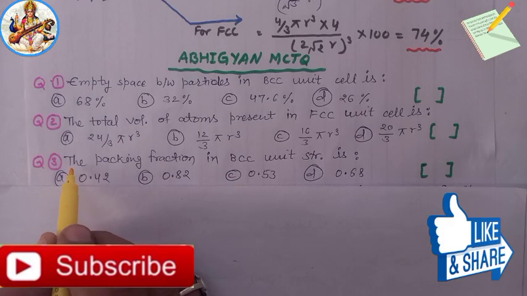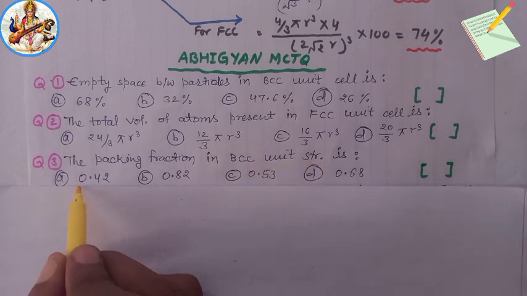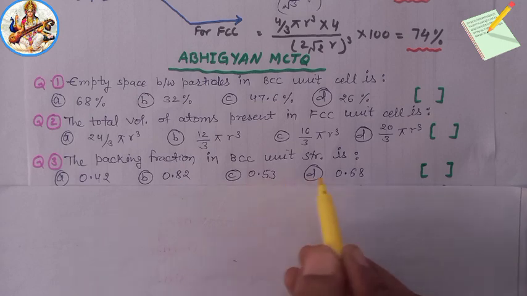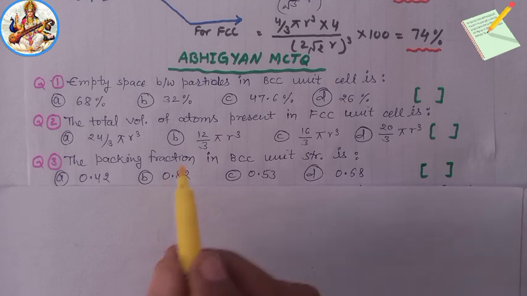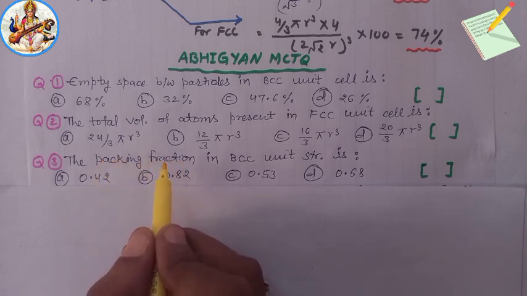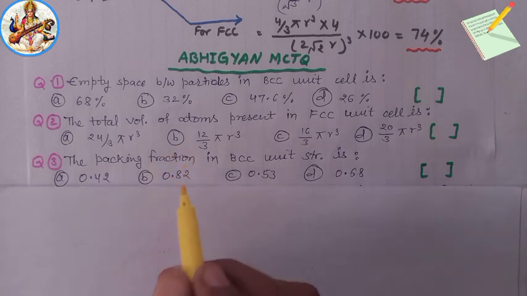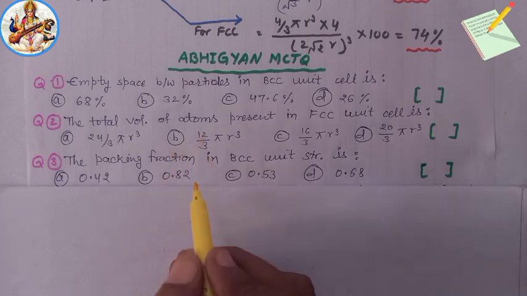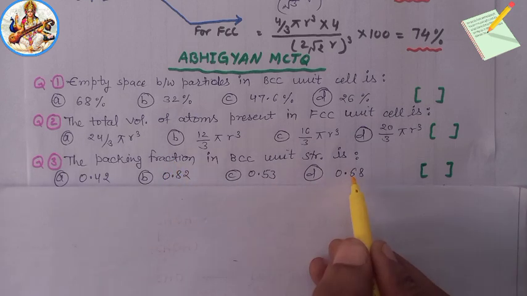Now next, third question. The packing fraction in BCC structure is option A, B, C and D. Very important question. Since percentage packing efficiency is equal to packing fraction into 100, therefore the percentage packing efficiency in BCC unit cell is 68%. So packing fraction is 0.68. Answer will be option D.